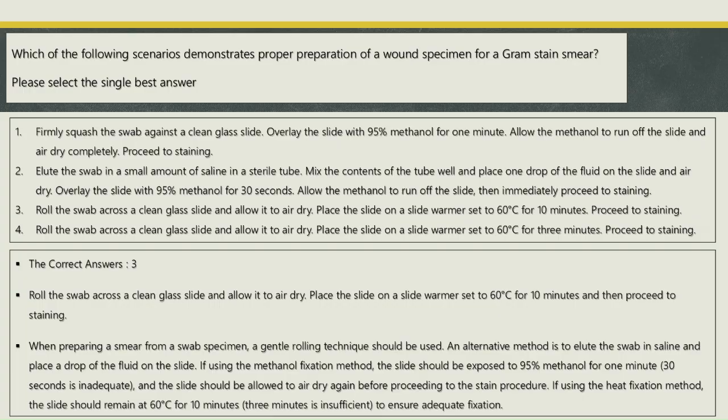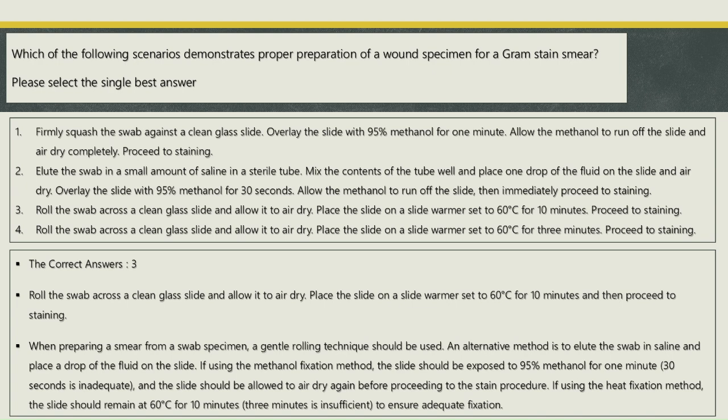The correct answer: 3. Roll the swab across a clean glass slide and allow it to air dry. Place the slide on a slide warmer set to 60 degrees Celsius for 10 minutes and then proceed to staining. When preparing a smear from a swab specimen, a gentle rolling technique should be used.